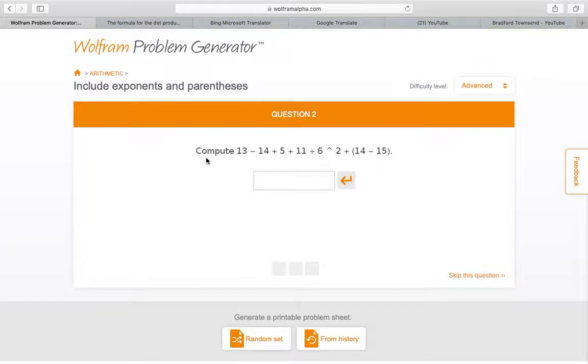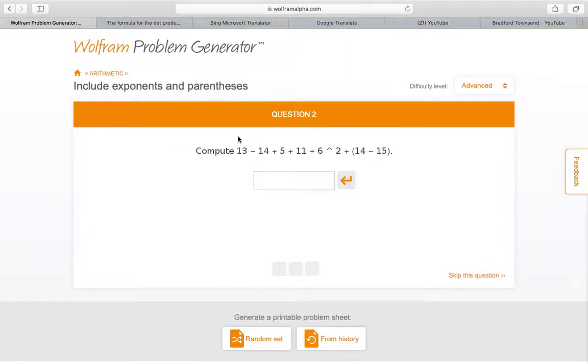Okay. Now this says compute instead of simplify. You get 13 minus 14 plus 5 plus 11 divided by 6 to the second power. That's what this circumflex or hat or chevron, I've heard all of those used. And then plus parentheses 14 minus 5 parentheses period. They don't need a period. This isn't a sentence. So that's kind of a typo.